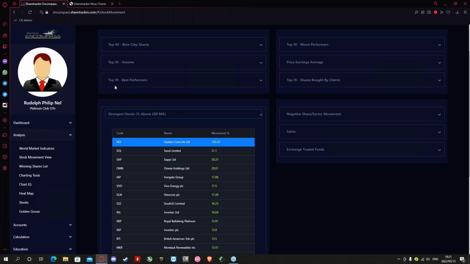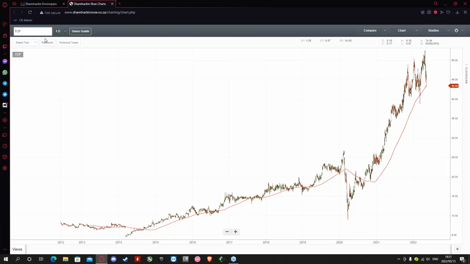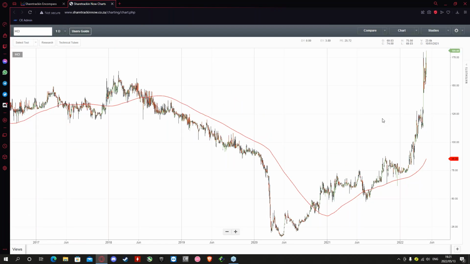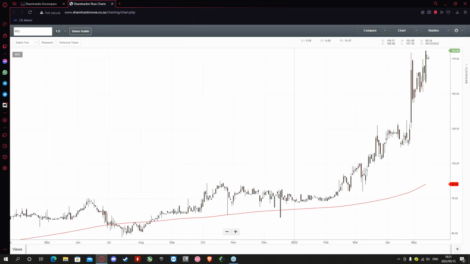So with these two lists, what you would want to do is not trade with the shares that are already way above that line. Because, if we go back to HCI, this share, for instance, is way overbought. So it's overextended and it might come down very soon.